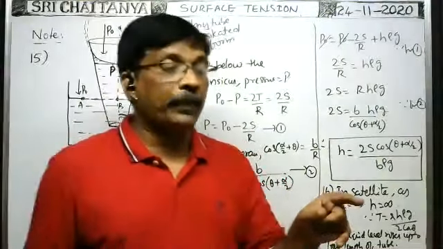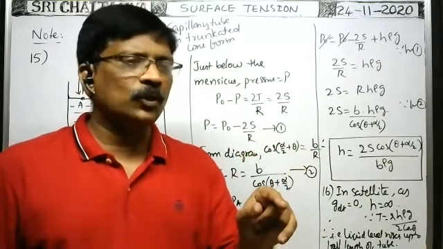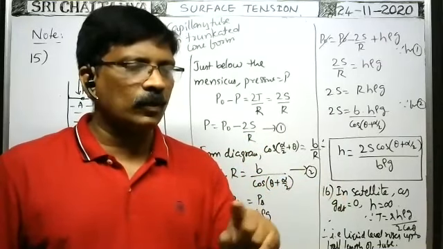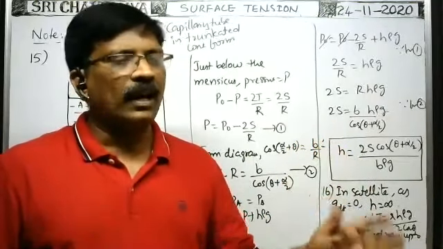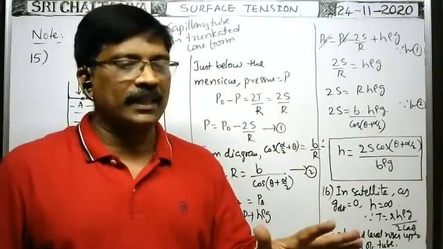That is equal to the capillary rise on the surface of the moon, h dash, into acceleration due to gravity there, g by 6. g and g cancel, then h dash is equal to 6 into h. So on the surface of the earth, if the capillary rise is h, on the surface of the moon with the same equipment, the capillary rise becomes 6h.